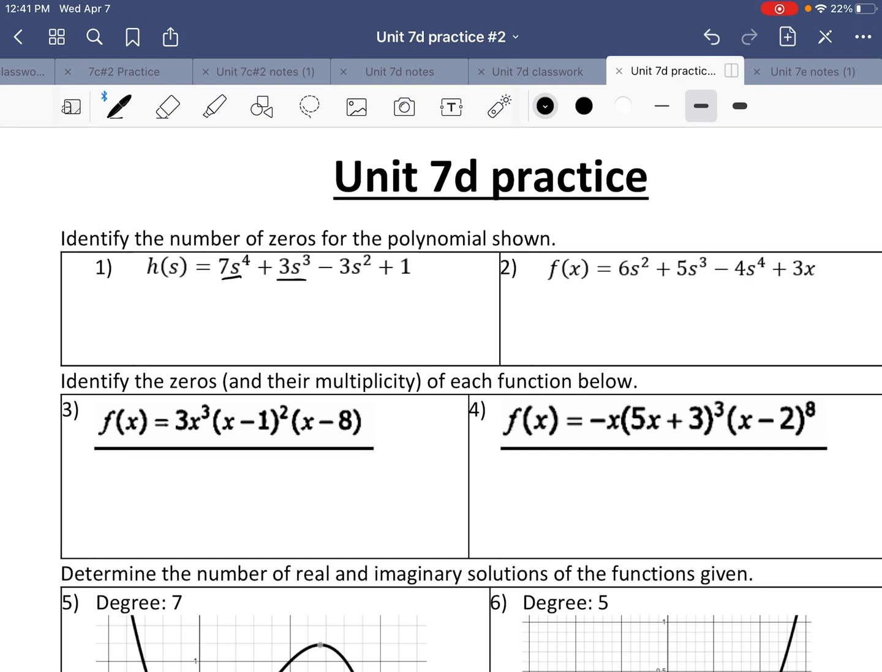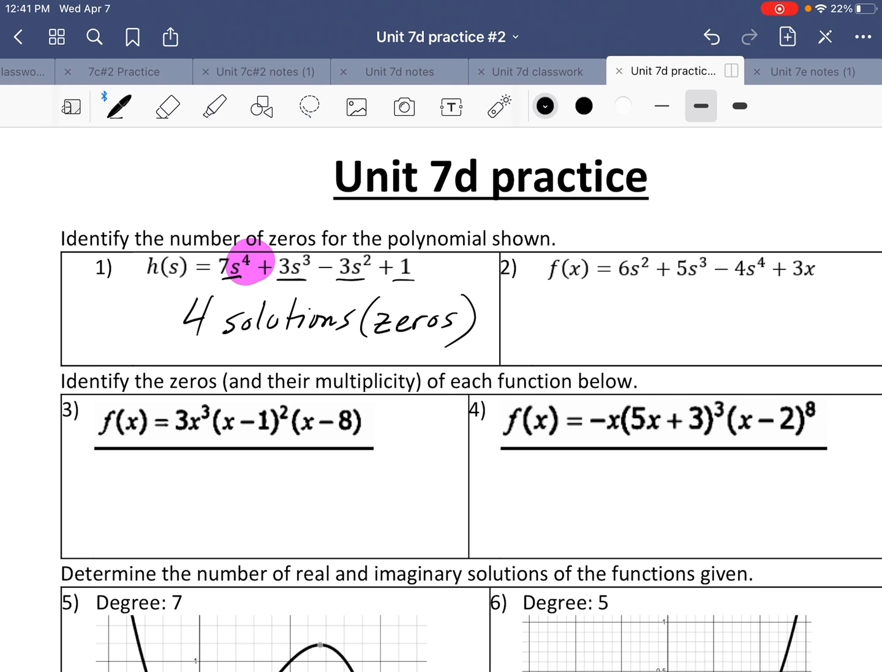There are different terms. The terms are joined with addition and subtraction, and the polynomial is written from biggest exponent to smallest. All you really need to look for in identifying the number of zeros is the biggest exponent. So there are 4 solutions here, or 4 zeros. Since it says zeros in the directions, maybe we should say zeros, but 4 solutions, or 4 zeros.